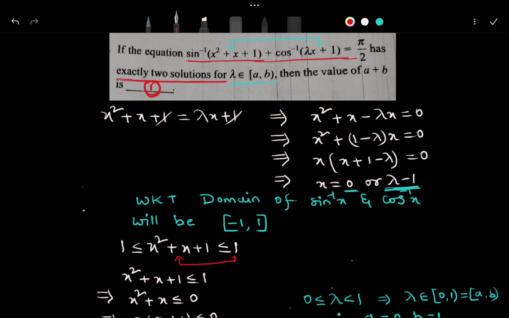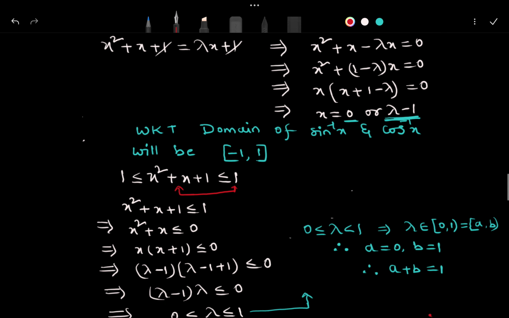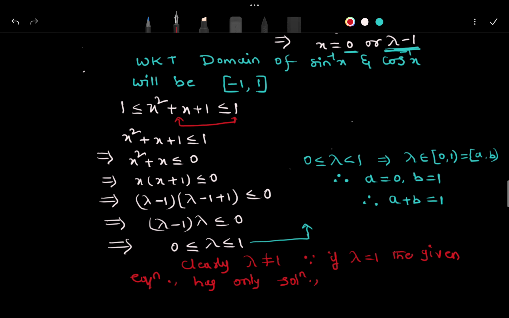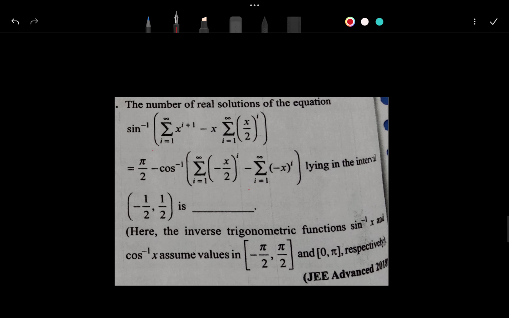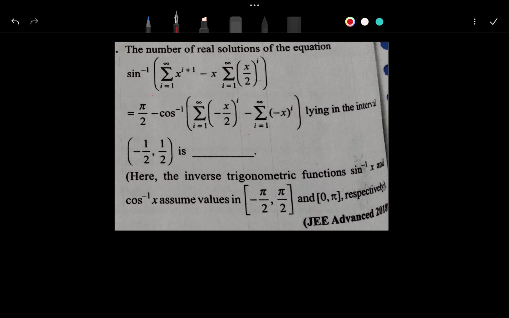Okay, right. One more question. It was already given in the advanced examination. The question is: the number of real solutions of the equation sine inverse of something is equal to pi minus pi by 2 minus cos inverse of something. This question we will discuss in the next video.